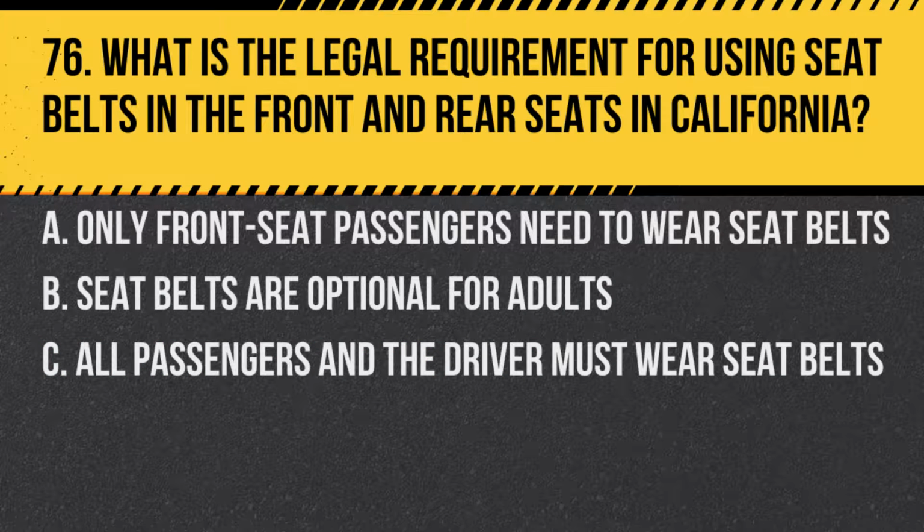Question 76. What is the legal requirement for using seat belts in the front and rear seats in California? A. Only front seat passengers need to wear seat belts. B. Seat belts are optional for adults. C. All passengers and the driver must wear seat belts. Answer: C. All passengers and the driver must wear seat belts. In California, it's legally required for all occupants of a vehicle, both in the front and rear seats, to wear seat belts.